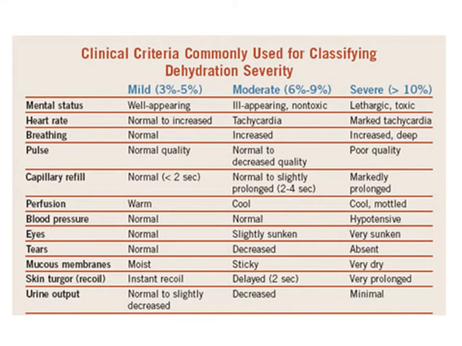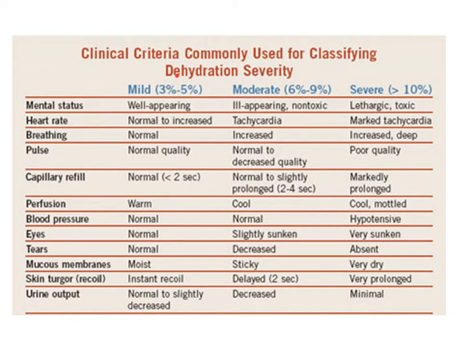If we want to classify by mild, moderate, and severe, then we can use either the percentage of weight lost or this table of symptoms. You'll see different tables that might be slightly different, but the point is mild dehydration has mild symptoms. Moderate, you start to see some good symptoms of dehydration. By the time you get to severe, this becomes a medical emergency, and we need immediate medical intervention or that child will not do well. If you look across the top, we have 3 to 5% lost, 6 to 9%, and then greater than 10%. And this is the weight lost because of fluid lost.